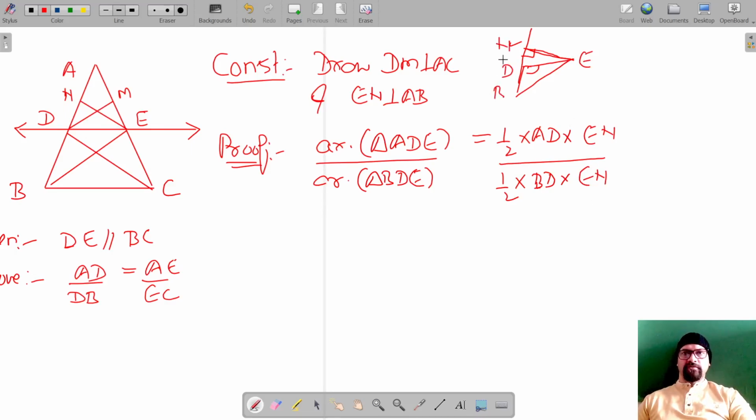This is BDN. So the perpendicular is outside the triangle. So this half and half gets cancelled. And finally we have AD by BD. Let's say this is the first set of equation.